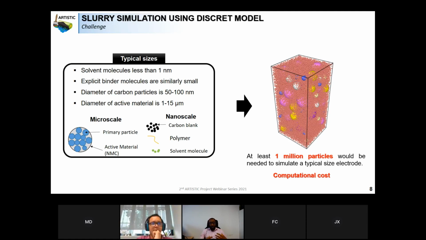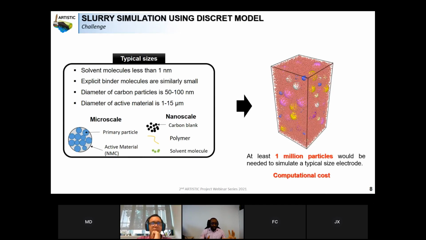So for sure, for the study that we want to do, we cannot simulate 1 million particles in our system. Okay, so the idea is to find some kind of strategy to reduce the number of particles, so that we can perform our simulation.